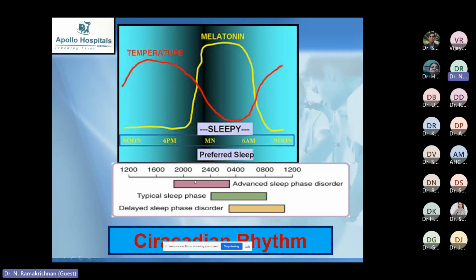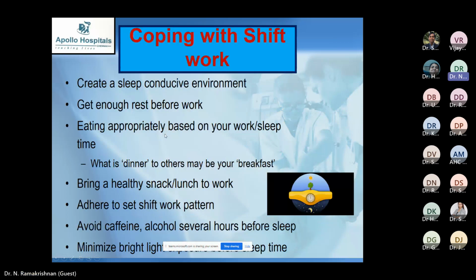There is the opposite of this, where people sleep very early and wake up very early, and that classically happens in the elderly, and that's called advanced sleep phase syndrome, where they go to bed at 6 or 7 o'clock, but wake up around 1 or 2 a.m. and cannot sleep after that. There are a lot of things we teach people with circadian rhythm problems.